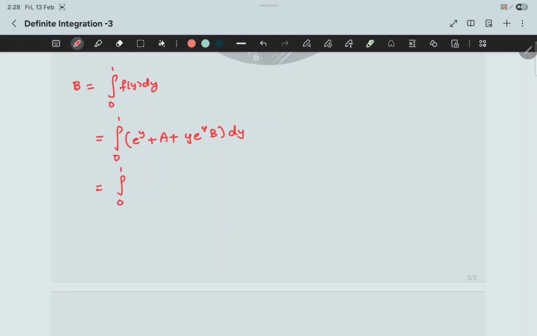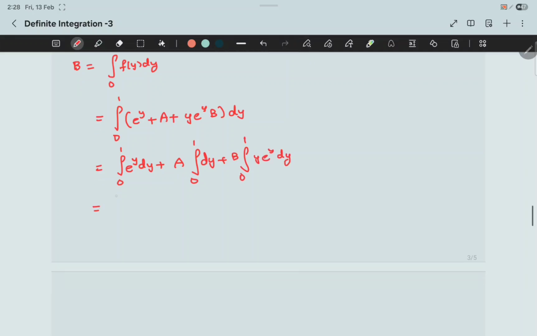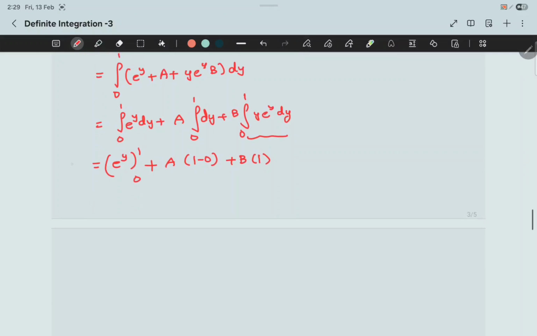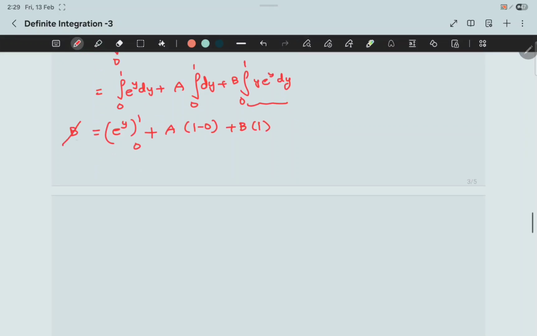So again we can split it: integral 0 to 1 e power y dy plus a integral 0 to 1 dy plus b times integral 0 to 1 y e power y dy, right? Okay, so this is nothing but integral of e power y is e power y, plus here I will write 1 minus 0 because integral dy is anyways y, and this value is 1. We just calculated it in the previous step, right? So we can comfortably cancel this. So we get 0 equals e raised to the power 1 minus e raised to the power 0, which is 1, plus a. That means a is ultimately equal to 1 minus e. I hope you understood this, right? A is equal to 1 minus e.